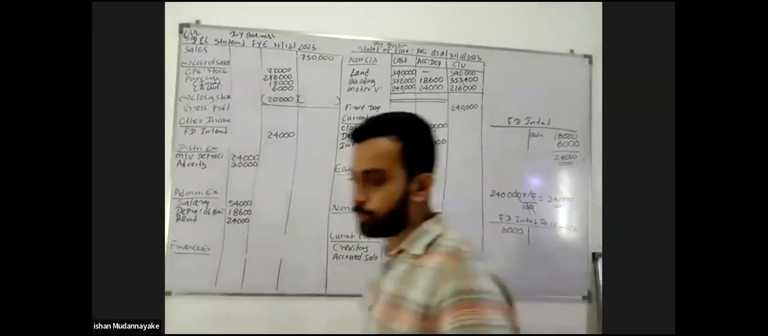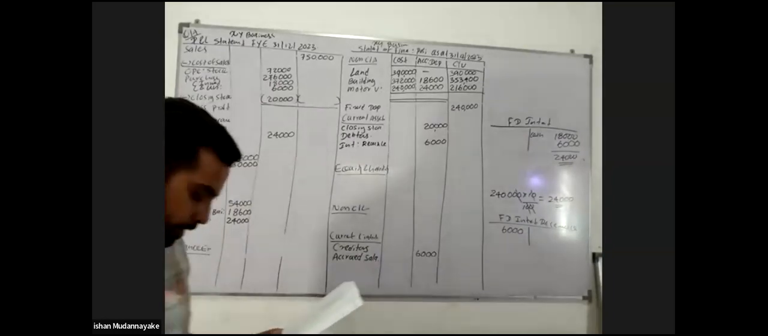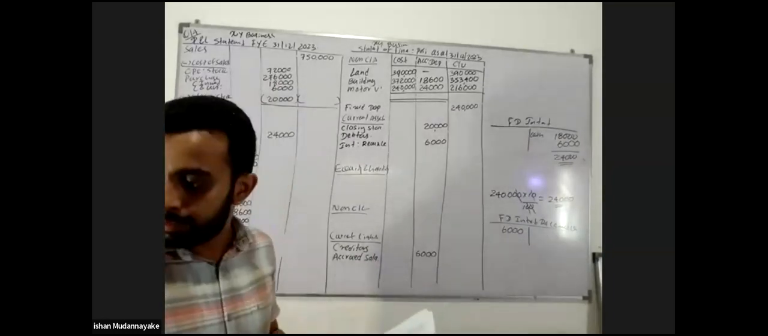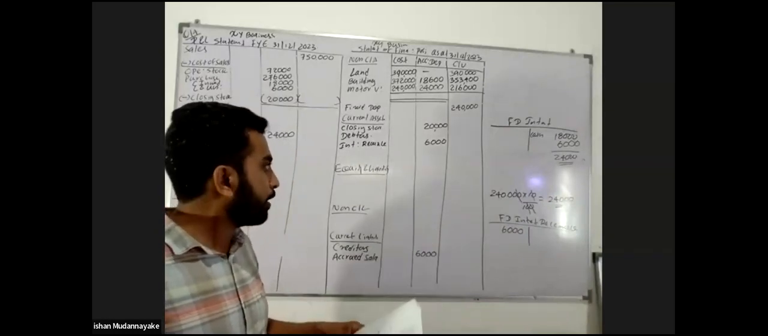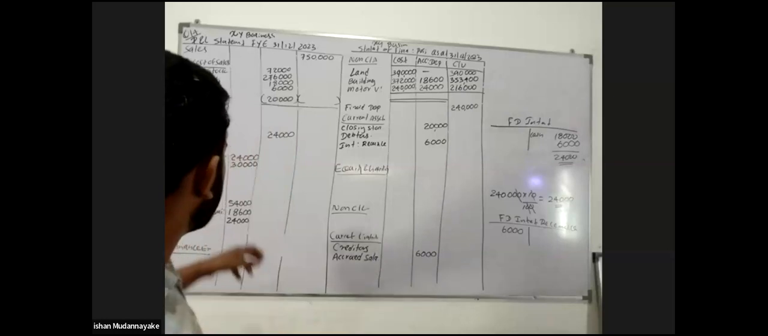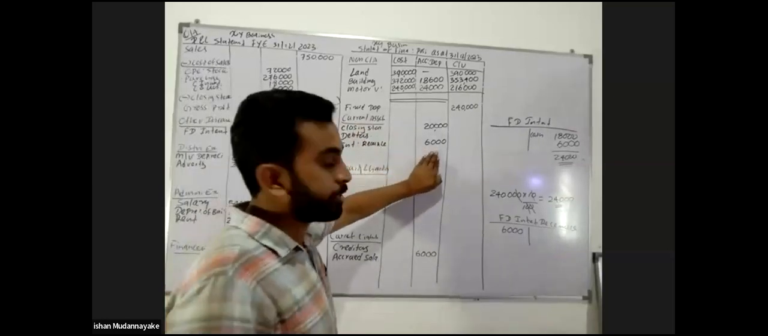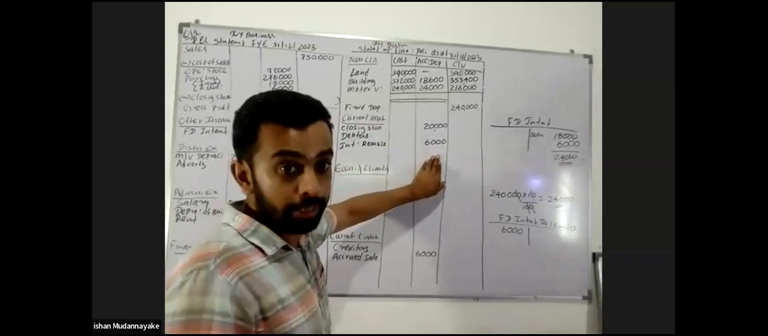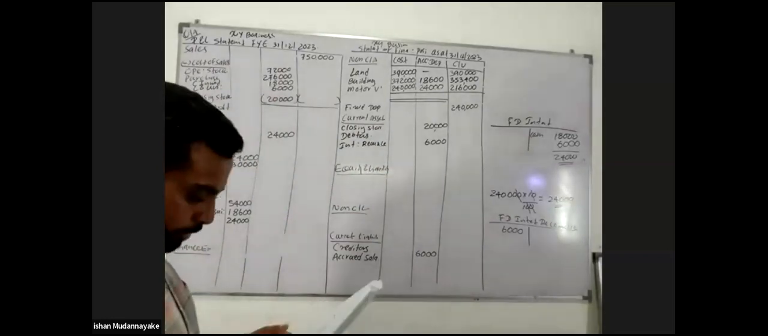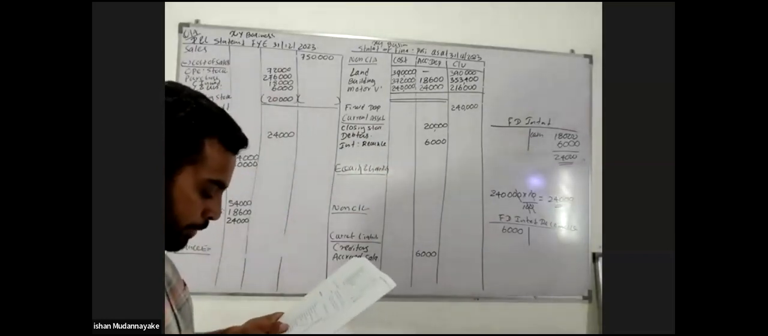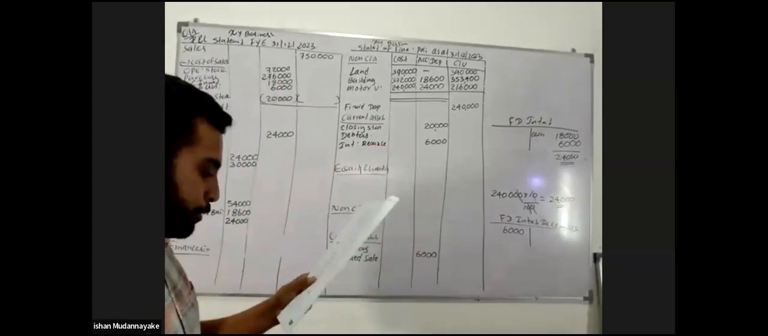Interest receivable 6,000, current assets. Fixed deposit interest done. So the fixed deposit interest for the period is 24,000, and another 6,000 of interest needs to be collected by the business. Fixed deposit 240,000 we have recorded in the statement of financial position.